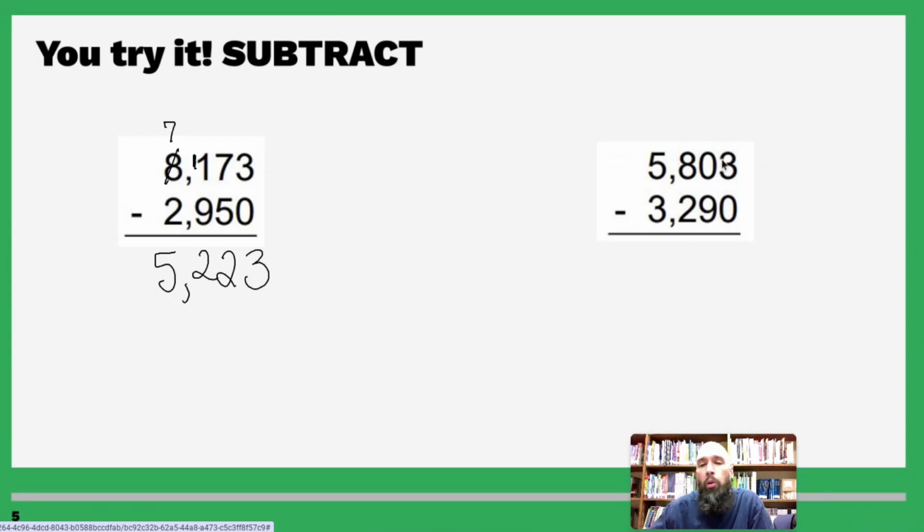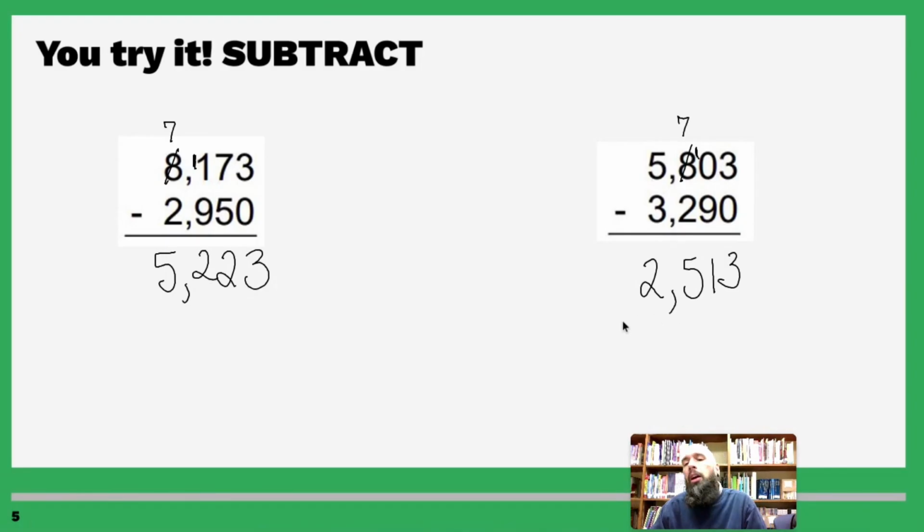Let's see what happens here. Go to the ones place value all the way to the right. 3 minus 0 is 3. No big deal. 0 minus 9, I can't do it. So let's borrow 1 from 8 and make it 7. So the 0 becomes 10. 10 minus 9 is 1. 7 minus 2 is 5. And 5 minus 3 is 2. Put the comma there. 2,513. Did you do it right? You did. Good.